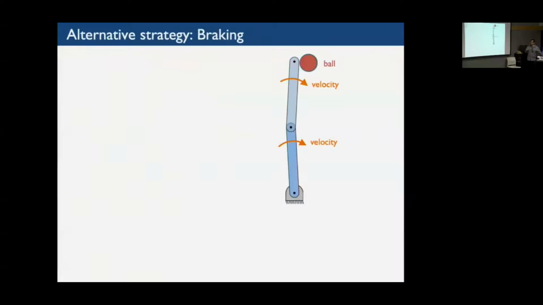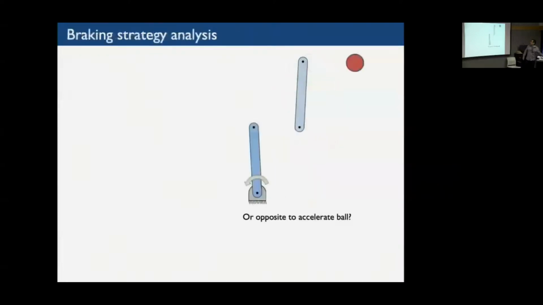Here's another strategy, which you could call braking. Let's say you already had velocities like this, and then it makes sense for you to accelerate the ball with a torque in the opposite direction. And then we can do the same thing. And then what we'll end up with is applying a torque here accelerates the ball forward.